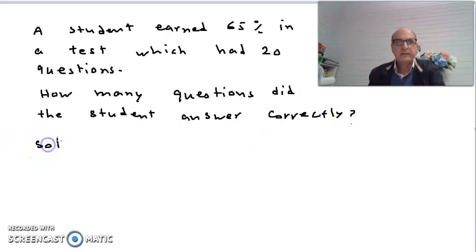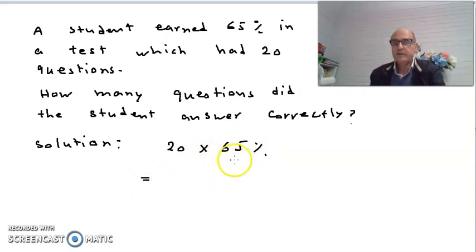Okay, again, here the whole amount is 20, and the student got only 65% of that. So we are going to find 65% of 20. That's what he got right. And of means again times.